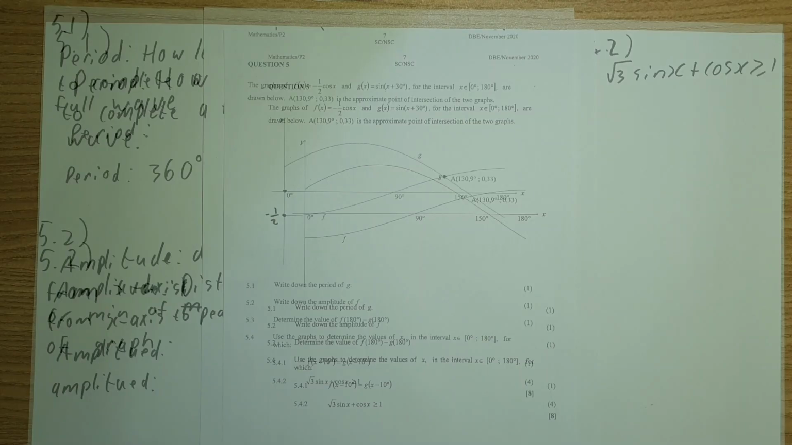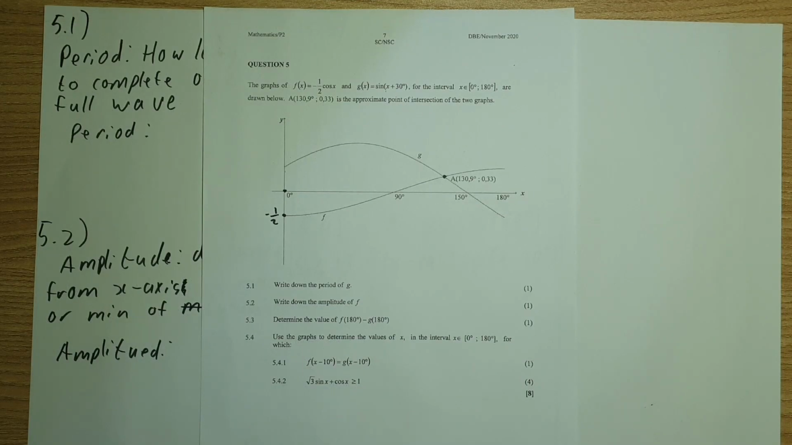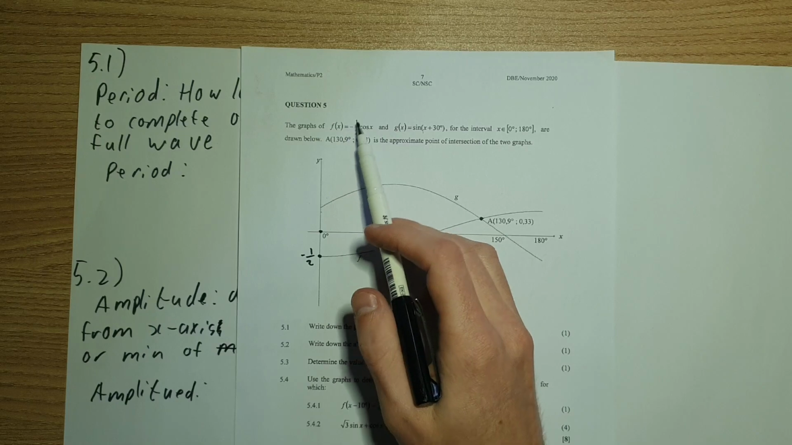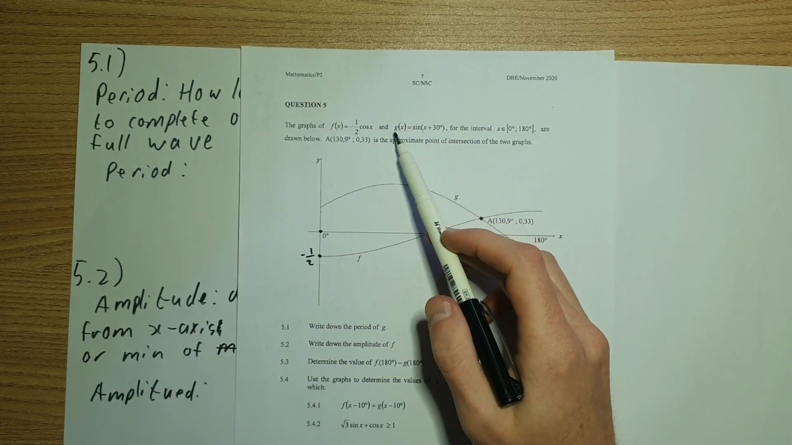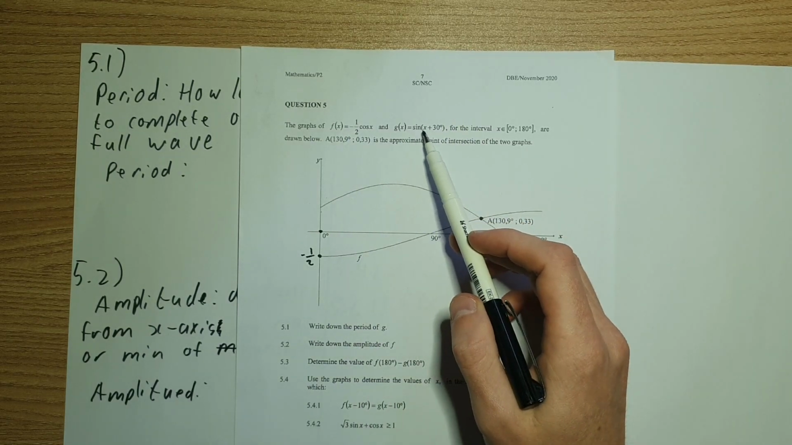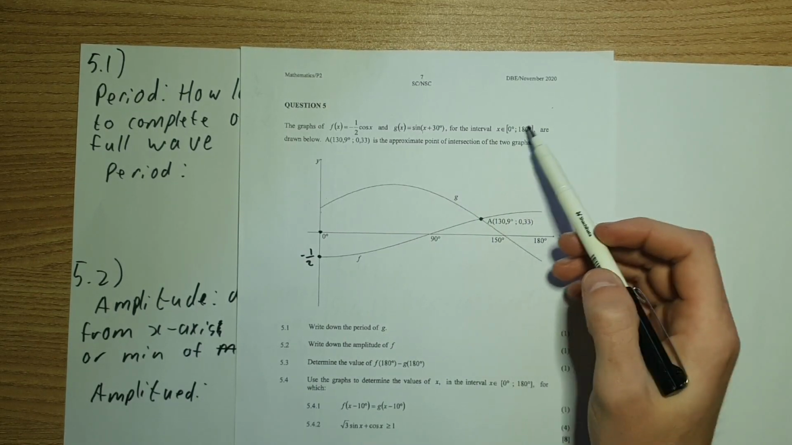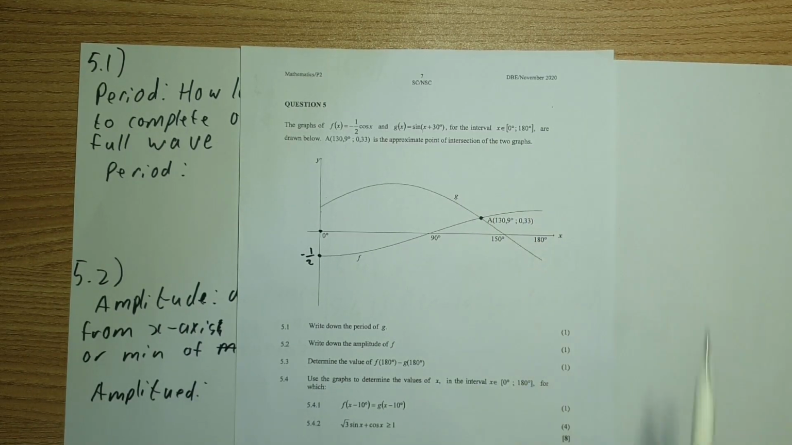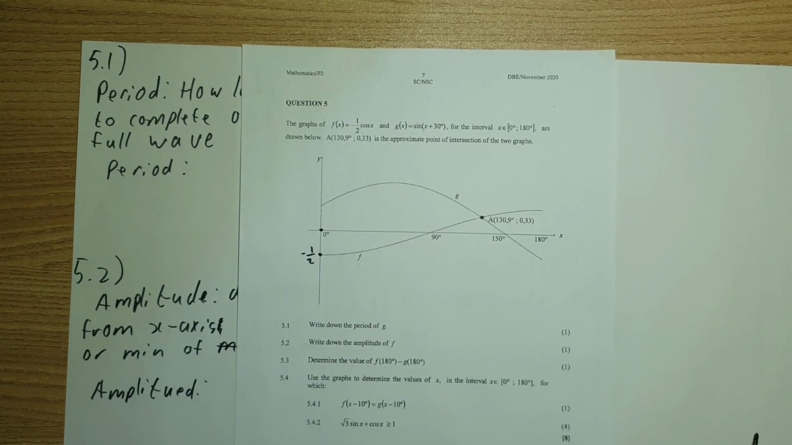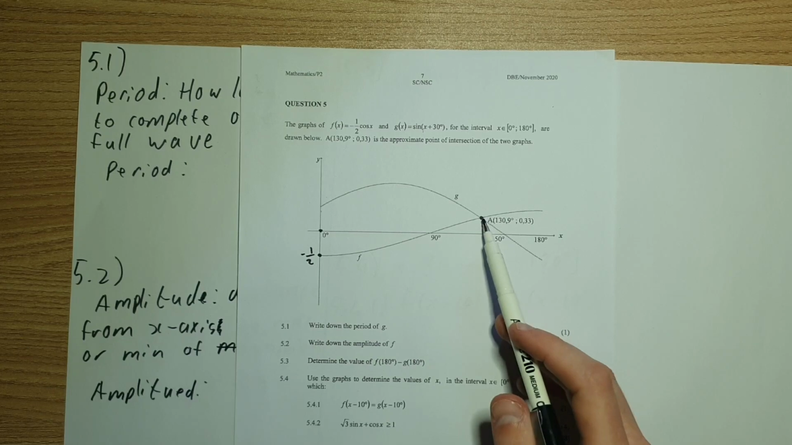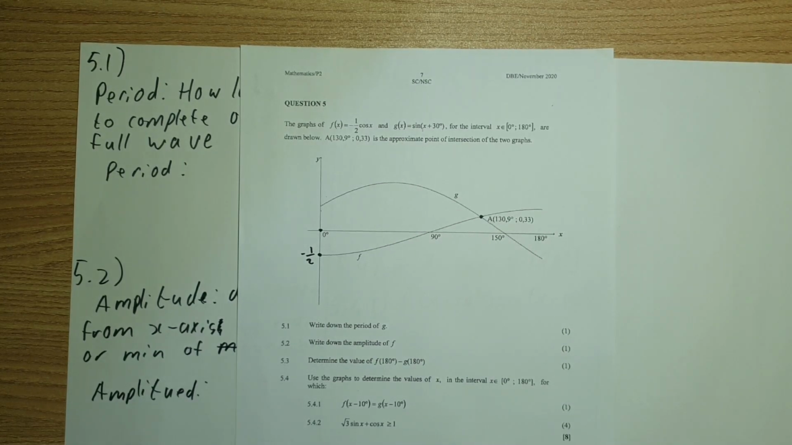Okay, let's get started with question 5. Question 5 is looking at two trigonometric functions. We're looking at f of x equals negative a half cos x, and g of x equals sine of x plus 30 degrees. Note that it's only for x values from 0 to 180 degrees that we are considering here. They've also given us the point A, which is over here, the intersection of the two graphs.